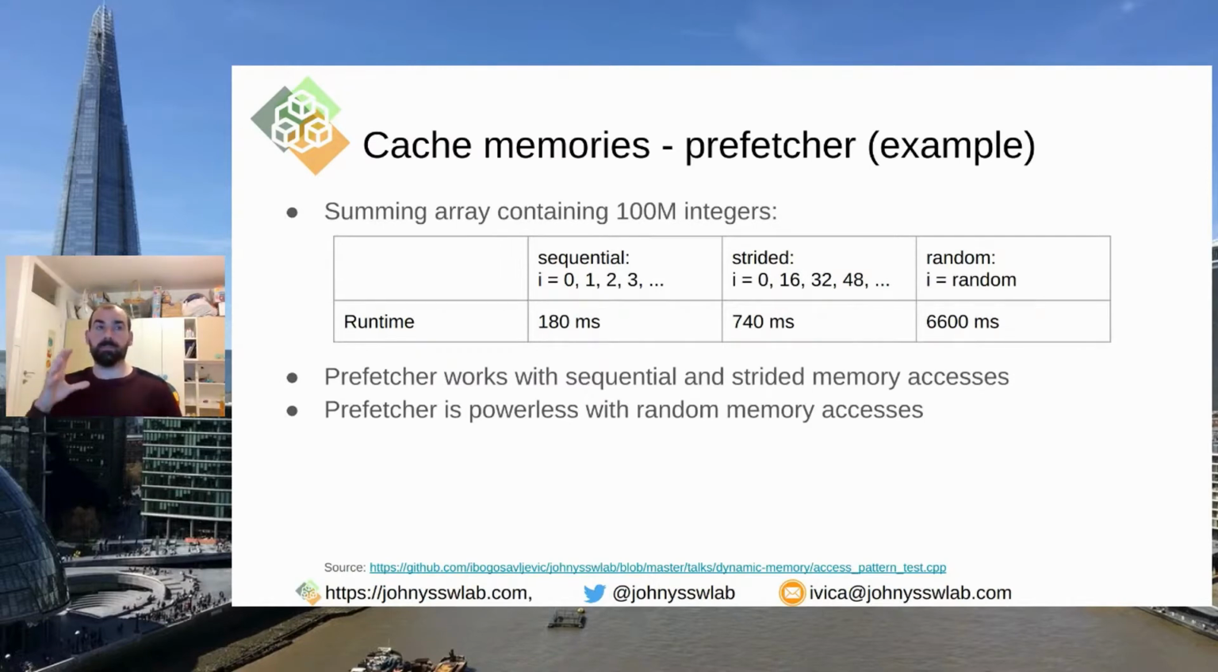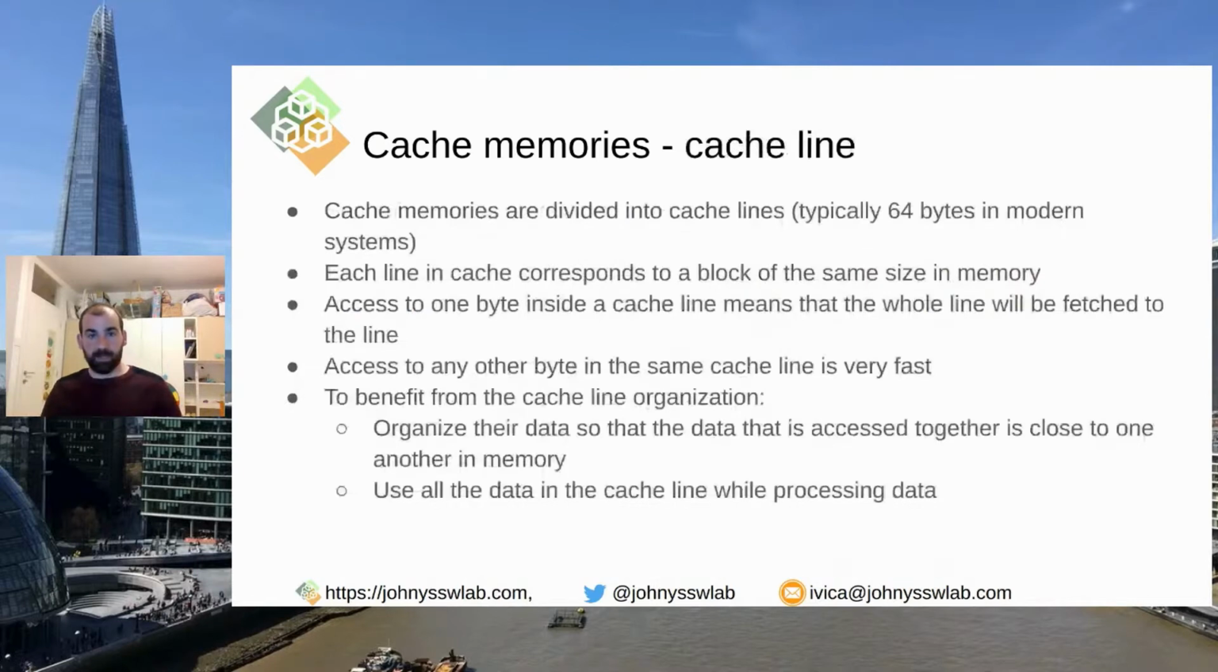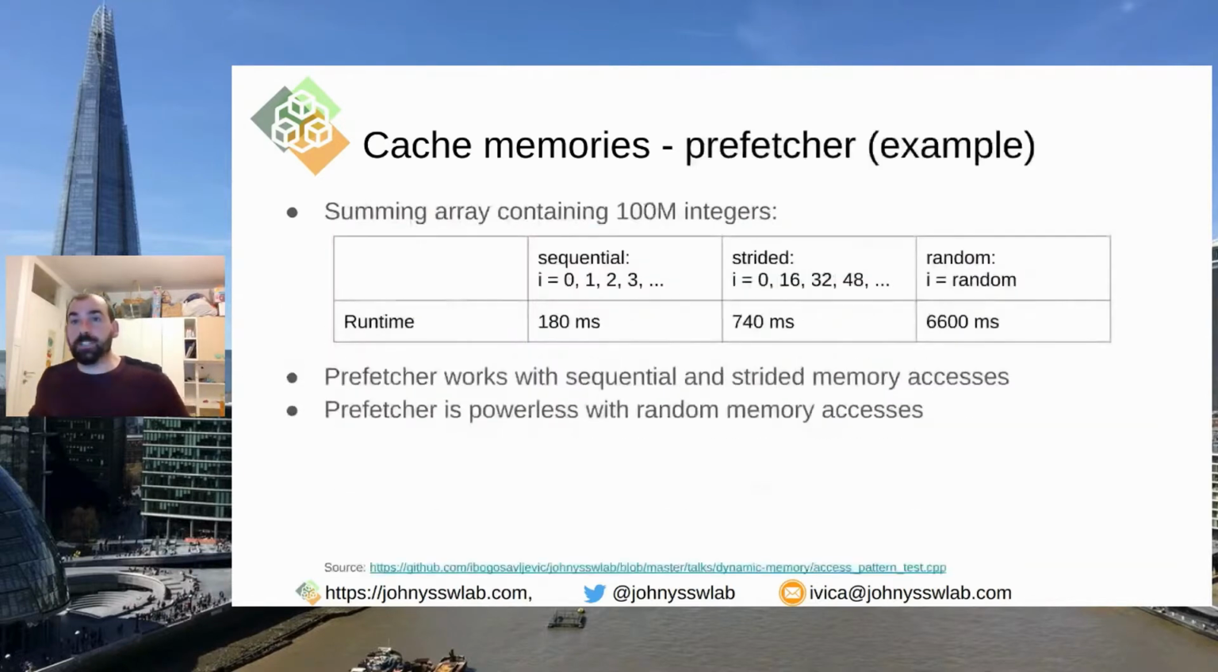This is an example that's a bit exaggerated because I guess you will never access your array randomly, but it might happen. The prefetcher works with sequential accesses, with strided memory access, but it is powerless with random memory accesses. Okay, questions about the prefetcher?